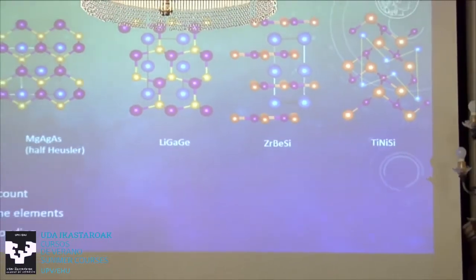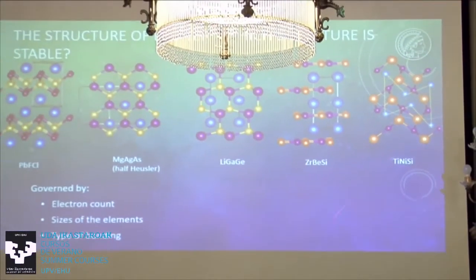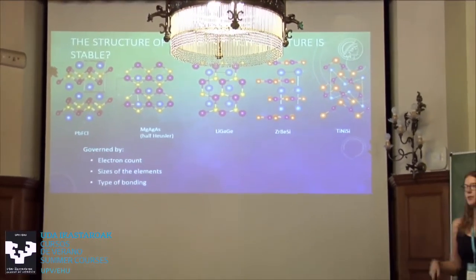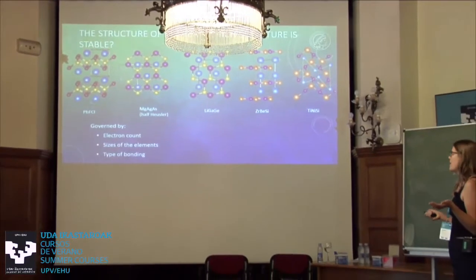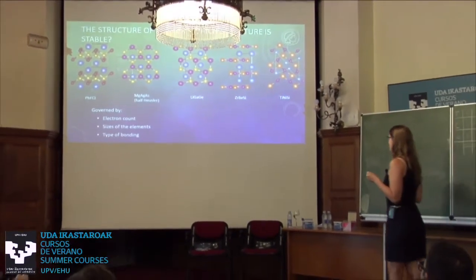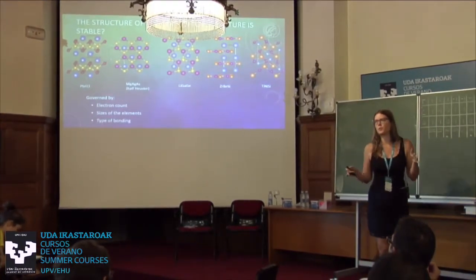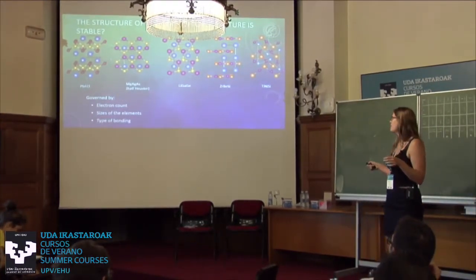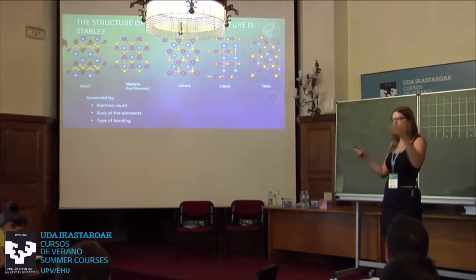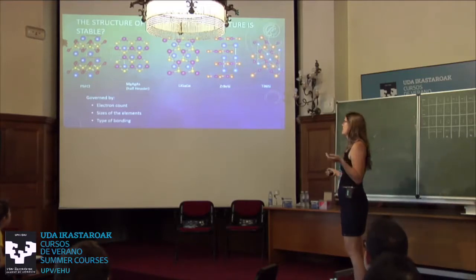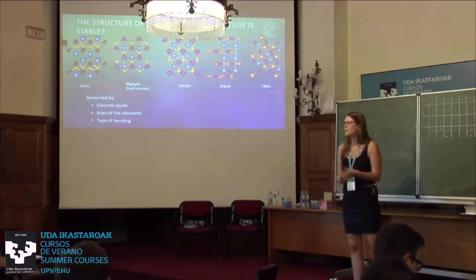And I want to start just in general with showing you those different structures, because it might not be intuitive to understand that if you have, for example, three elements, and you have them in a composition of 1 to 1 to 1, they can form completely different structures. So you can see those are just the five most common ones. There are many more available just for a one-to-one-to-one composition of elements, a ternary compound. And so depending on which arrangement the atoms have, you have completely different properties.